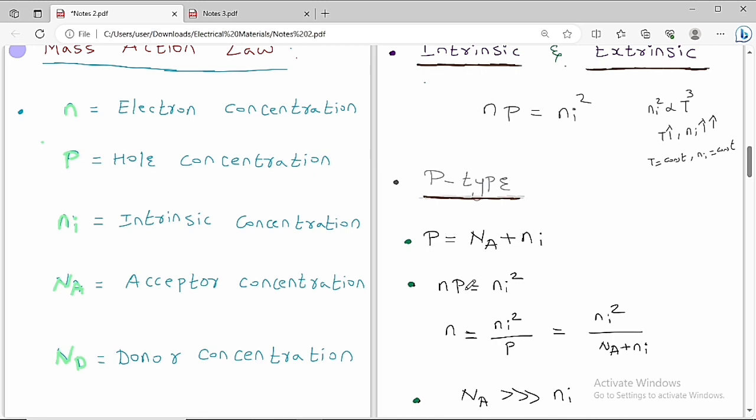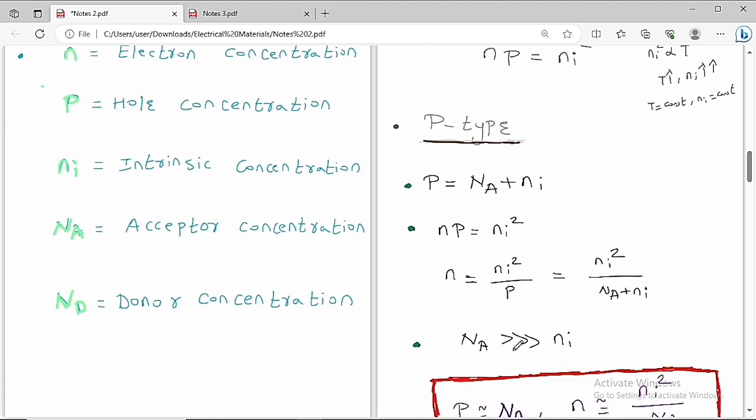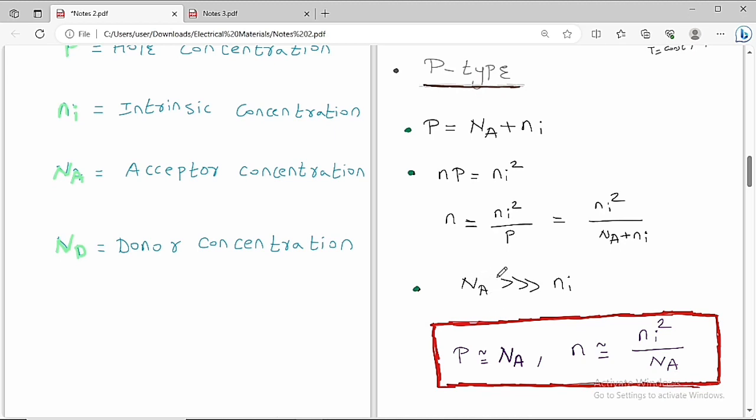And I already told you the basic equation which is valid for both intrinsic and extrinsic semiconductors, which is N into P is equal to ni square. So I know the value of P, and I want to get the value of N. So N is equal to ni square by P. The P value is Na plus ni, so substitute ni square by Na plus ni. And I say Na will always be very high when compared to ni. Yes, the concentration of the acceptor atoms should be very high when compared to the intrinsic concentration.